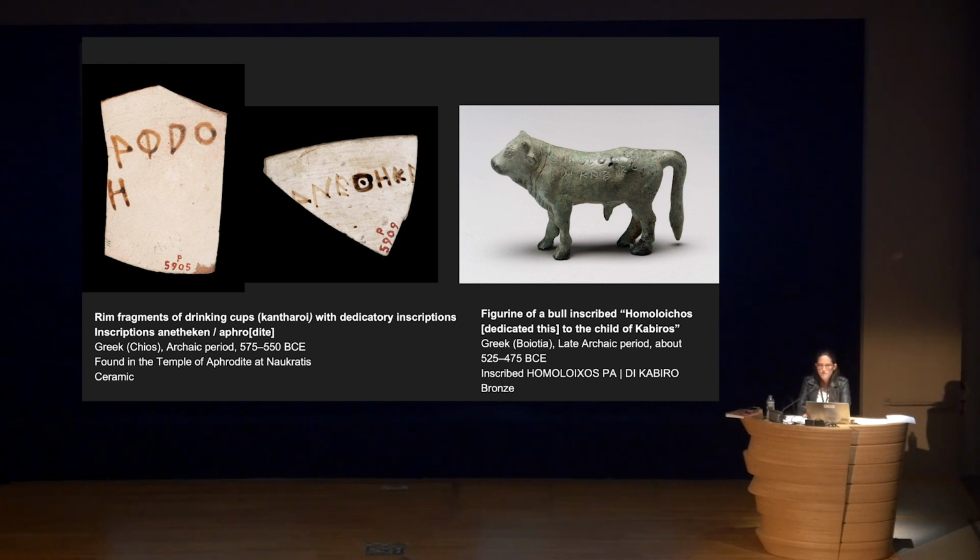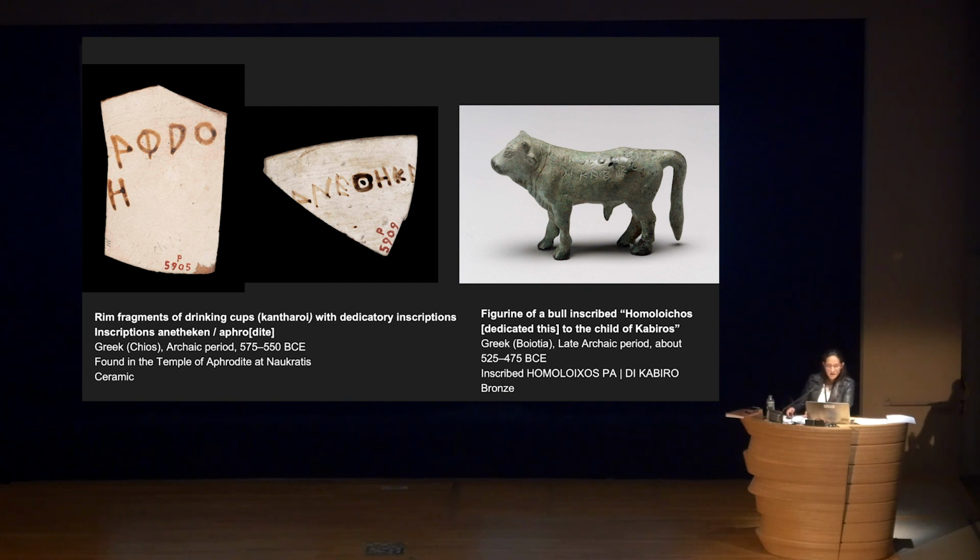There were 400 or 500 of these small bull figurines found there, possibly having to do with some kind of initiation ritual. So it carries the name of the dedicator and who it's for. And on the left, these are fragments from Naucratis, from the sanctuary of Aphrodite there, and we see the goddess's name on one of the sherds, and then the main verb, to dedicate, on the sherd on the right.